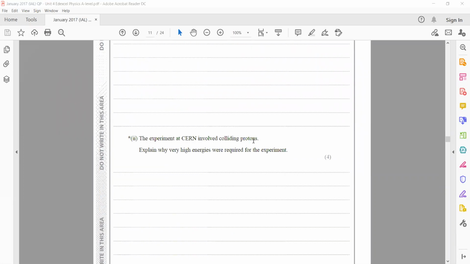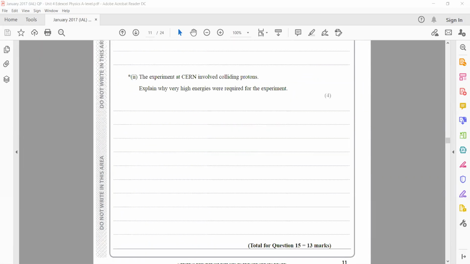The experiment involves a collision of protons. Why is high energy required for the experiment? Look, we are producing a massive particle. When the kinetic energy is more, it can produce a greater number of particles. And protons are like charges, so we have to overcome the electrostatic repulsion as well. So reason one is to produce a high mass particle, we need high kinetic energy. Second is to overcome the electrostatic repulsion because like charges repel each other.